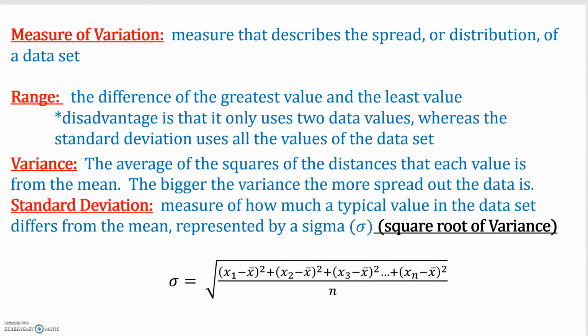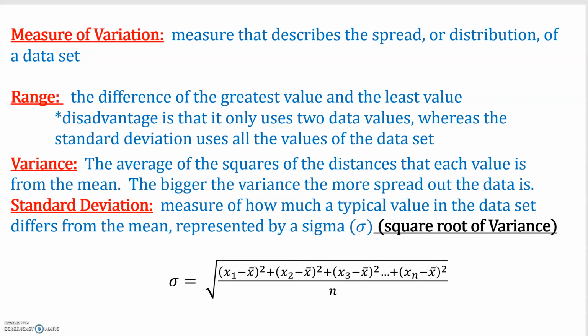The other thing that we need to talk about is our measures of variation. So measures of variation describe the spread or the distribution of a data set. So instead of describing the average or the middle of our data, we're describing how spread apart the data values are. So the one that most of you guys are familiar with is range.